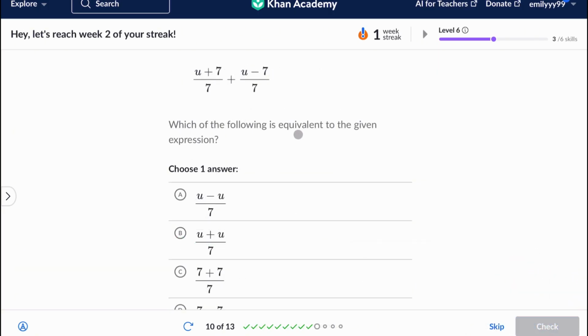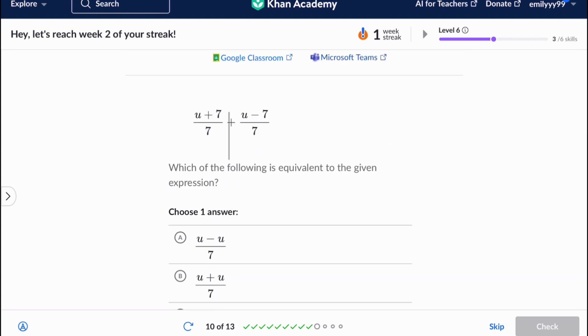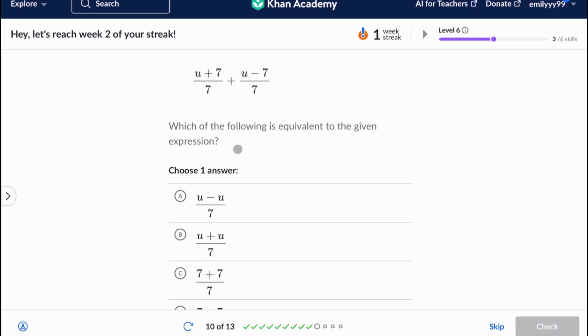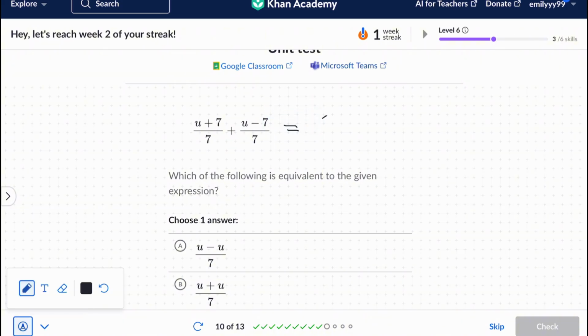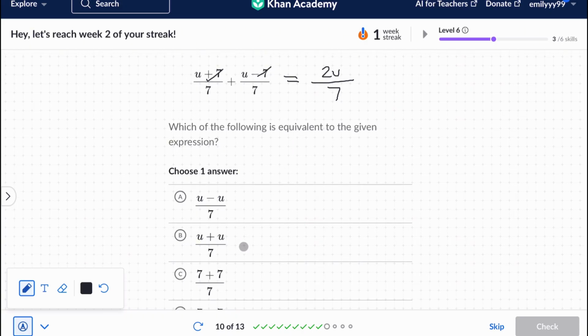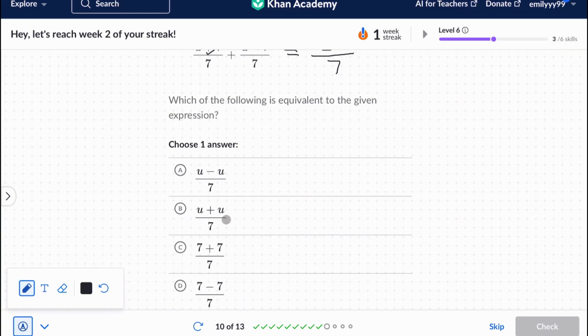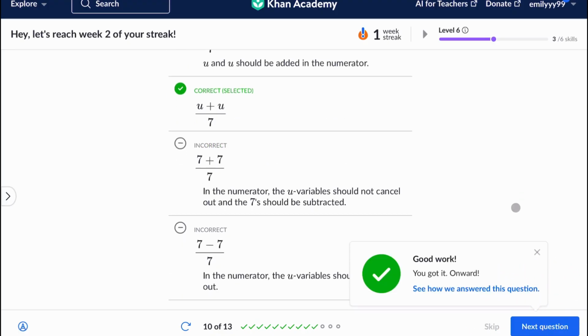Which of the following is equivalent to the given expression? Okay, so we're given two fractions adding to each other, and we need to find the sum. And they have a common denominator, so we can easily add this up. That's going to be 2u over 7. So that's just u plus u over 7, so that's B.